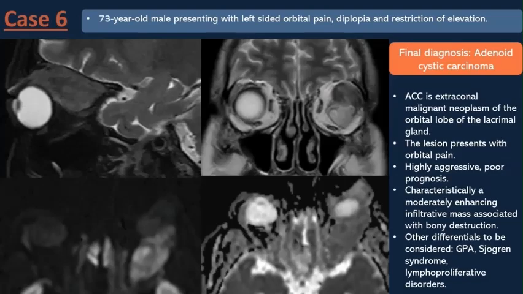This was an extraconal malignant neoplasm of the orbital lobe of the lacrimal gland. Now, this lesion presents with orbital pain. This is highly aggressive and has a poor prognosis. Characteristically, it is a moderately enhancing infiltrative mass associated with bony destruction. The other differentials to be considered are GPA, which is granulomatosis with polyangiitis, Sjogren's syndrome, and the other lymphoproliferative disorders.